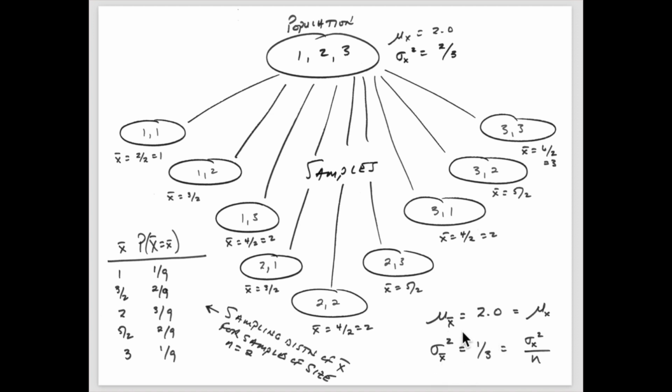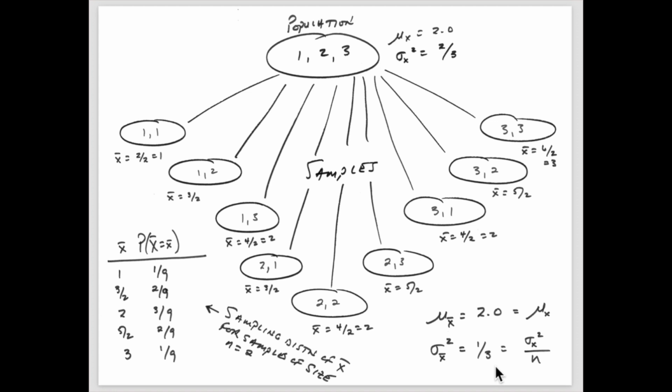And then we also pointed out in this example that the mean of the sampling distribution of x bar is equal to the mean of the population from which the samples are being obtained, and that the variance of the sampling distribution of x bar is equal to the variance of the population that we're sampling from, 2/3, over the sample size, which is 2. 2/3 over 2 is 1/3, all right, and so we found this relationship.